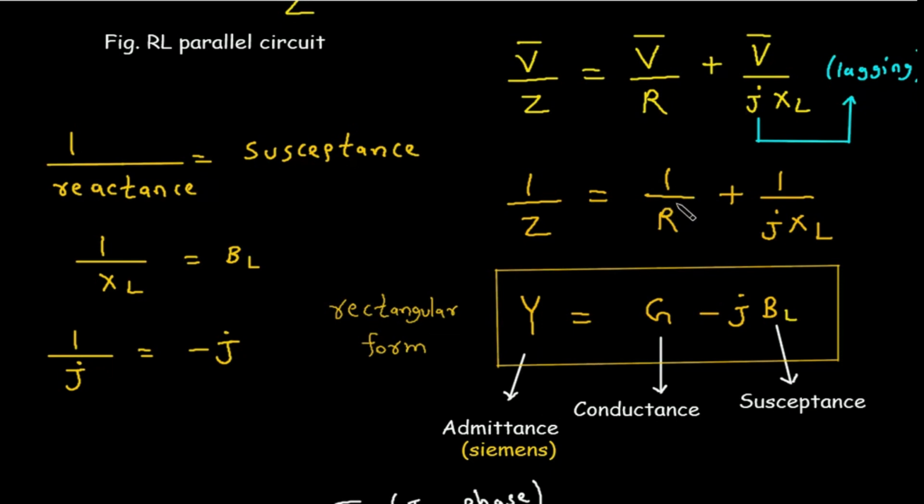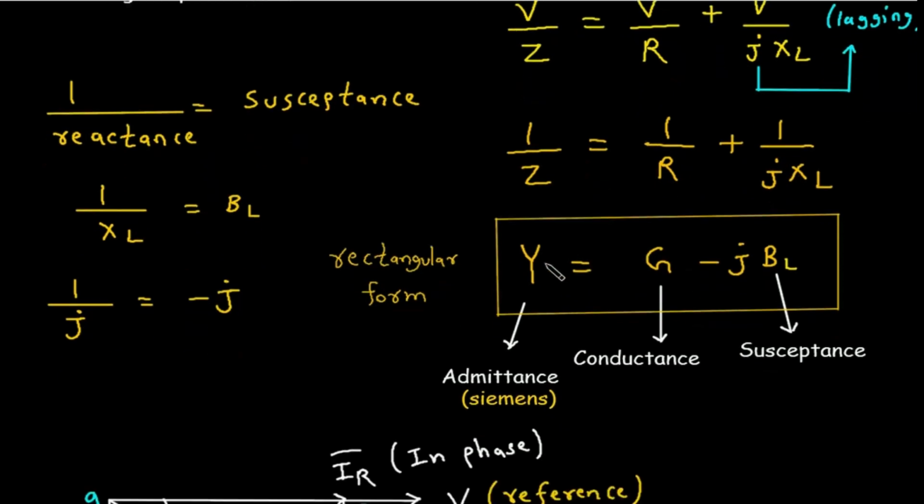The reciprocal of resistance is conductance, and conductance is represented by capital G. Then the reciprocal of reactance is susceptance. Here the reactance is inductive reactance. So 1 upon XL is equal to BL. BL is the inductive susceptance. So here we can write BL. Now this 1 by j is equal to minus j. So here we can replace this 1 by j by minus j. Now Y is equal to G minus jBL. This is an equation in rectangular form.